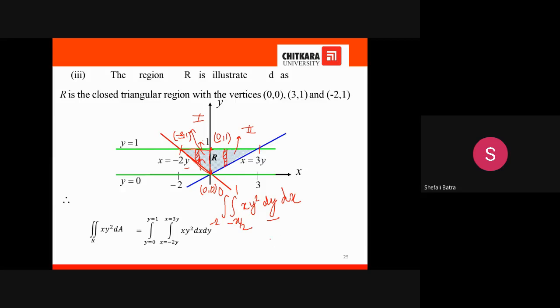Good. Then plus, again I'm writing double integration xy square dy dx. Now come to this second part. Now what is the limit of y? Yes, beta, tell me. Limit of y.